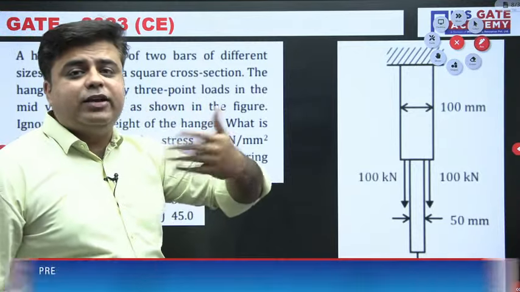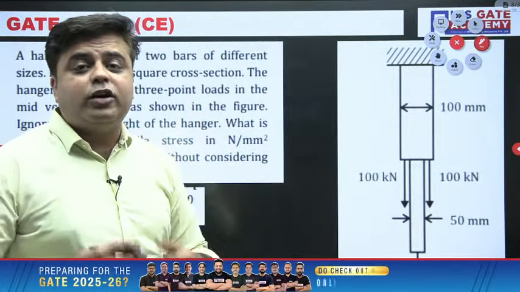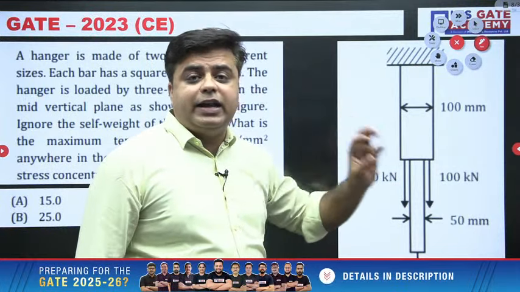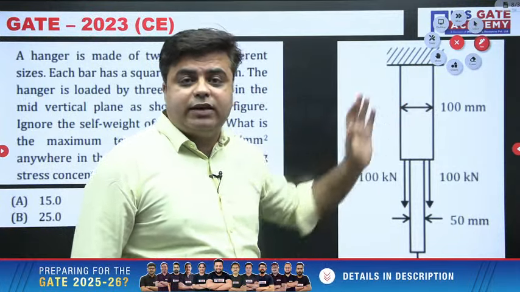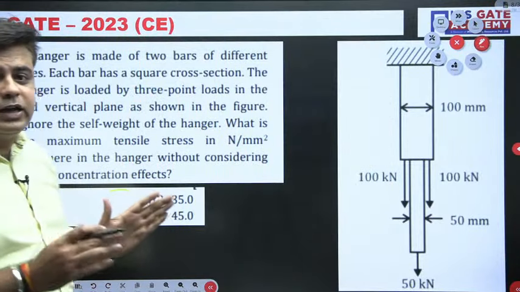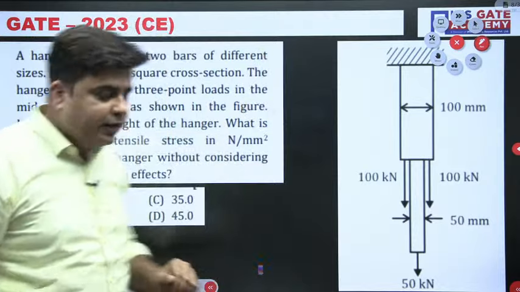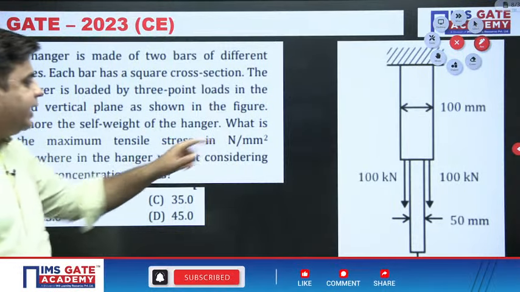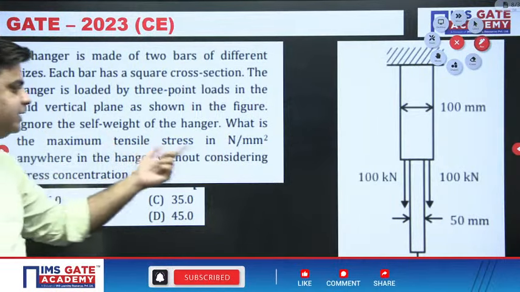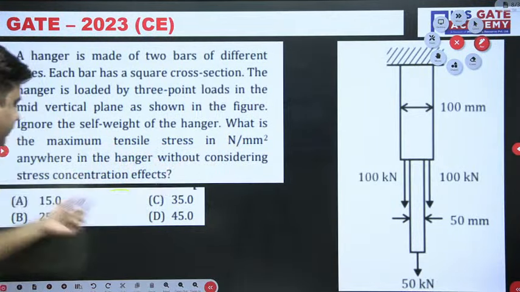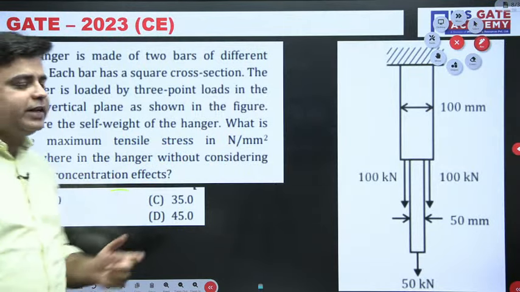Intentionally they are writing all this, in order to confuse you. They could have directly given you the figure and asked you to find the maximum stress developed in the body. But intentionally they are framing this kind of picture so that half your mind will be distracted. So what they are saying is, ignoring the self-weight of the hanger, what is the maximum tensile stress in Newton per meter square anywhere in the hanger without considering the stress concentration effects?